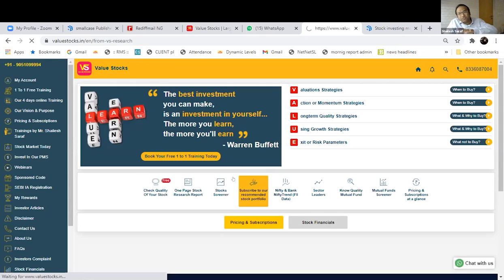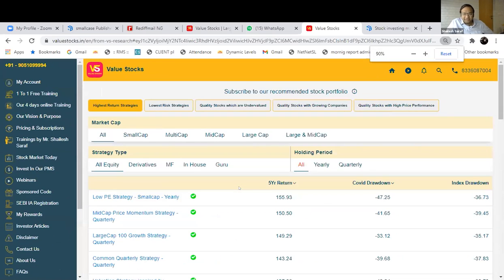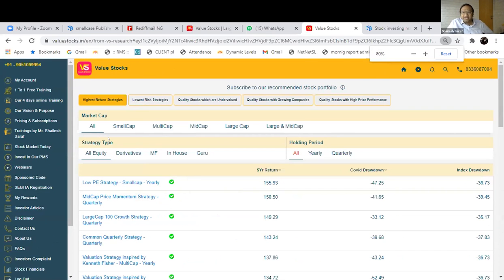So it will work. Both will work. So you can buy the strategy here and there. We will do it, Smallcase doesn't do it. We do it actually.